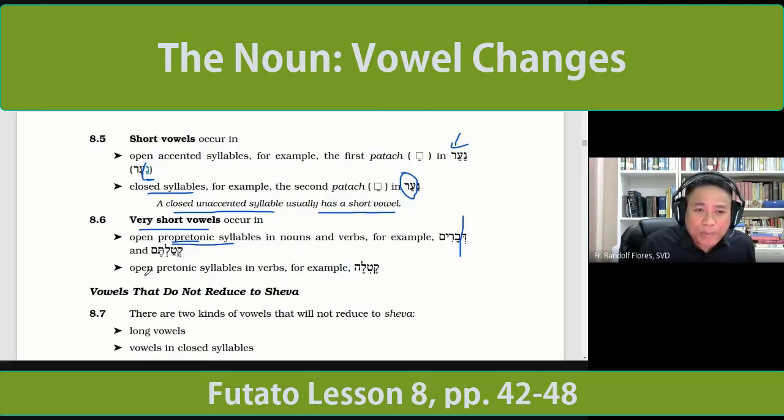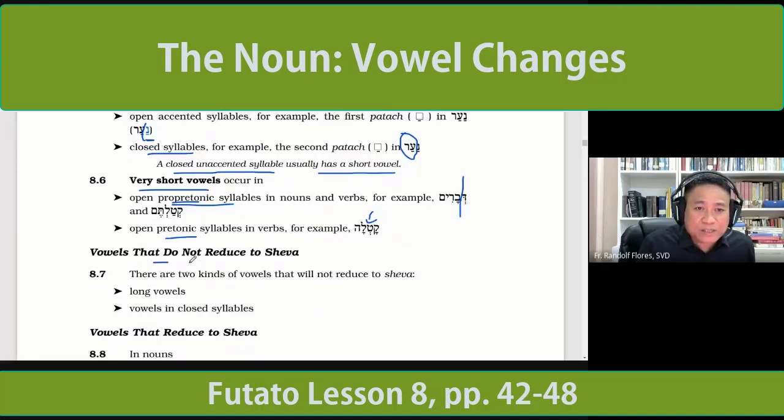And then you have an open pretonic syllable in verbs. Open pretonic. This is the pretonic, second to the last. So, katela. Kate is an open syllable, and pretonic. Katela. The accent is on la, but the second to the accent is the te, which has a shewa and is an open syllable. So, pretonic syllable, very short vowel.